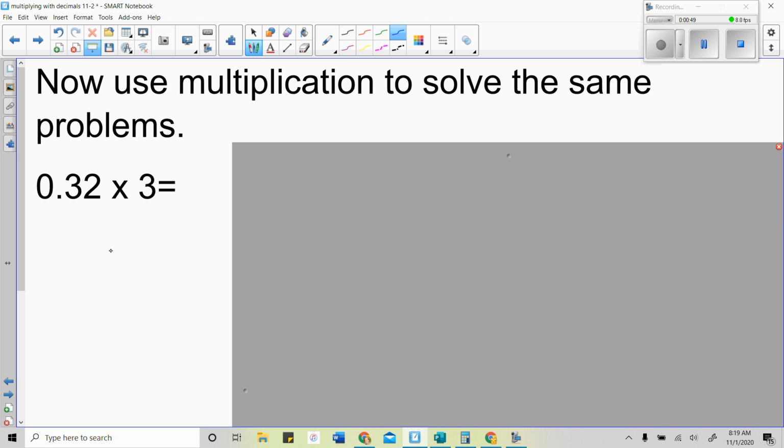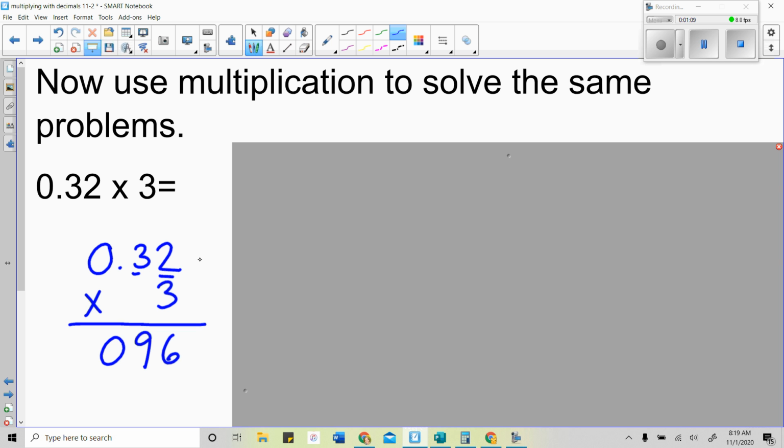Well, I could do the same thing with multiplication. So I would do, okay, 3 times 2 is 6, 3 times 3 is 9, 3 times 0 is 0. Now when I'm done, I need to count all of the decimal places in the problem. So looking at our first factor, the 32 hundredths, I have 1, 2 decimal places. Now looking at my next number, it has no decimal places, so I'm not going to count them. So that gives me a total of 2. So that means in my answer, I need 2 decimal places.